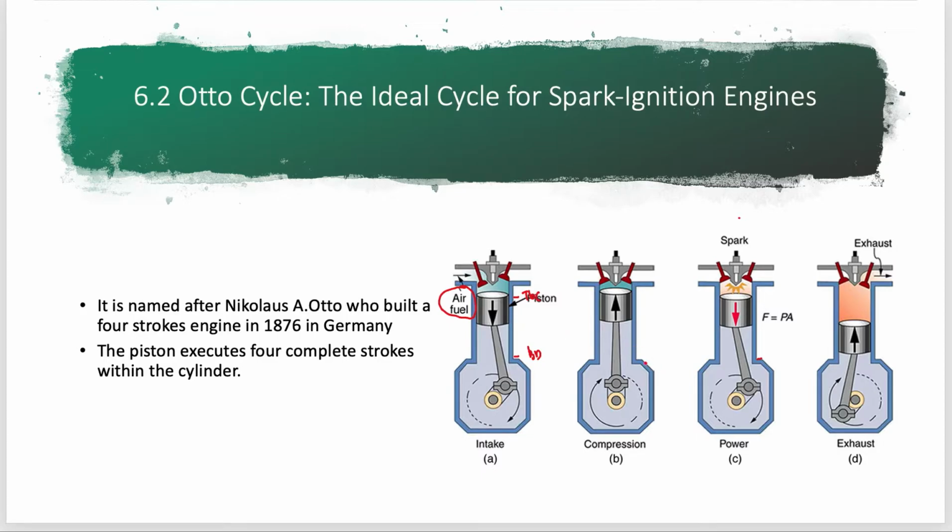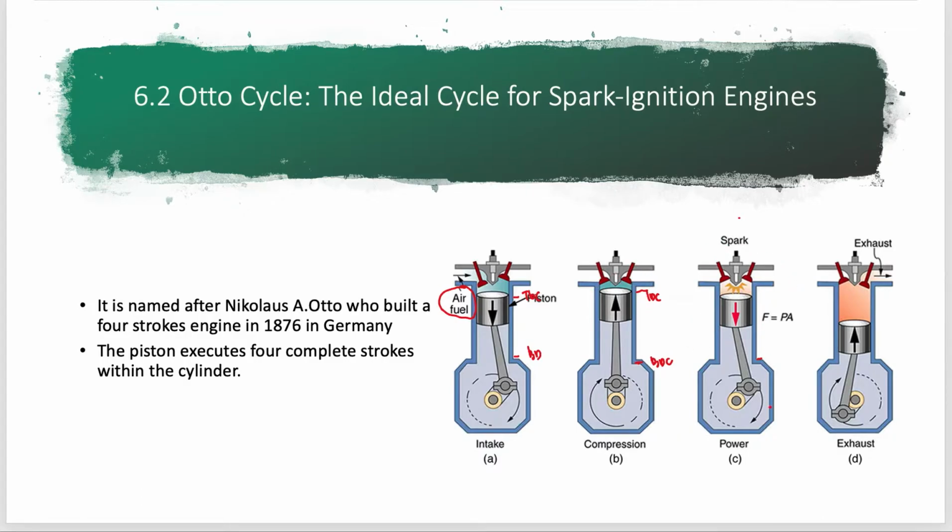Next, the piston moves from BDC to TDC. This is the compression stroke. In the compression stroke, the air and fuel reach a high pressure and high temperature. And this volume is the displacement volume. Clearance volume.